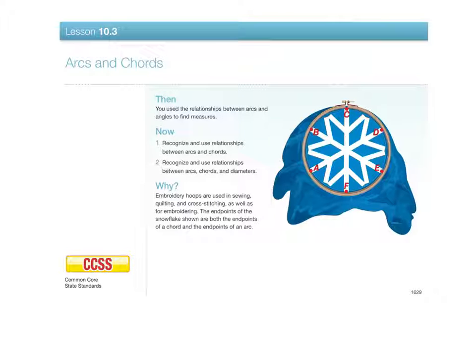Alright, now we're moving on to 10.3, arcs and chords. We've had this before. What is it? An arc is a distance around the circumference of a circle or circles. A chord is a line that will go to two sides of the circle but not through the center.